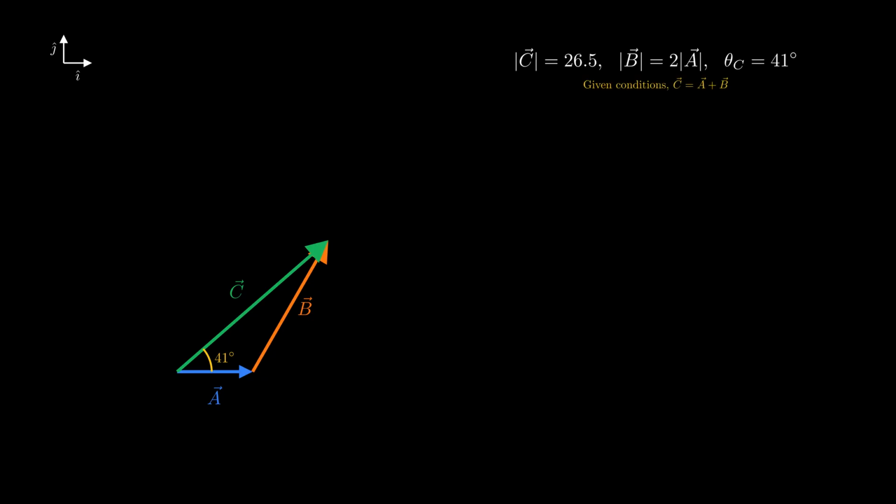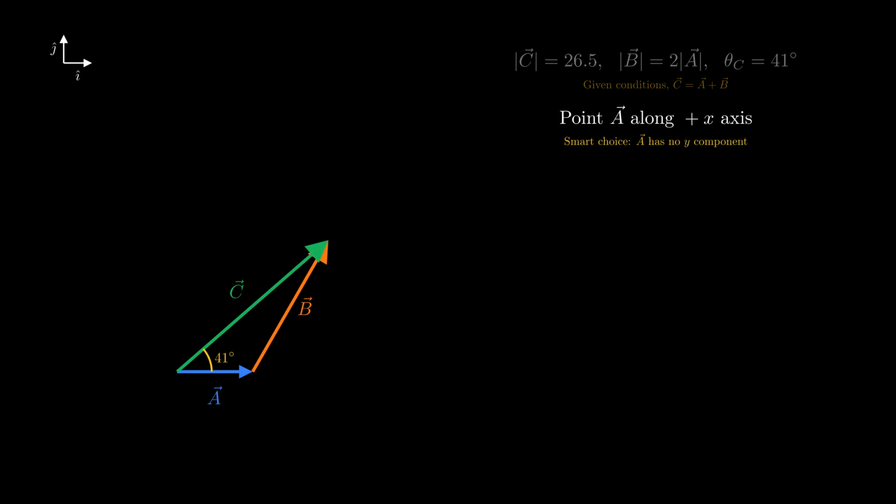Example 3 needs a bit of algebra. Two vectors add to a resultant C with magnitude 26.5. The magnitude of B is exactly twice the magnitude of A, and C makes a 41-degree angle with vector A. Find each magnitude and the angle between the two vectors. Pause and try it. Now choose your coordinates wisely.